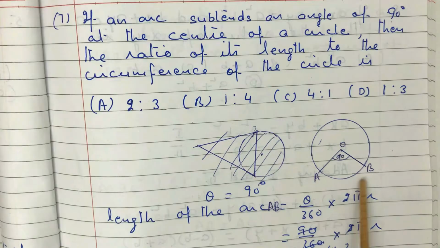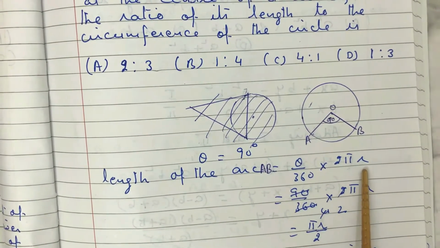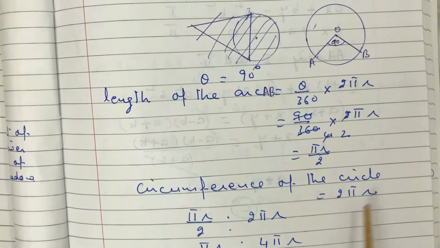So first we will find this length. Formula for that is theta by 360 into 2 pi r, and that will come out to be pi r by 2. Circumference of the circle is 2 pi r.